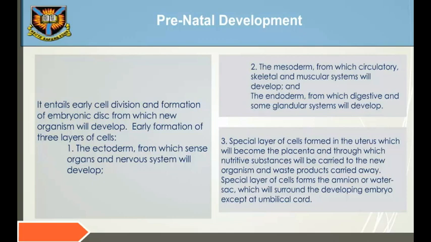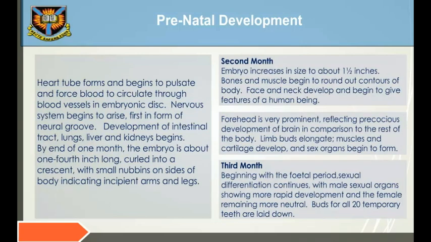3. Special layer of cells formed in the uterus which will become the placenta and through which nutritive substances will be carried to the new organism and waste products carried away. Special layer of cells forms the amnion or water sac which will surround the developing embryo except at umbilical cord. Heart tube forms and begins to pulsate and force blood to circulate through blood vessels in embryonic disc. Nervous system begins to arise, first in form of neural groove.